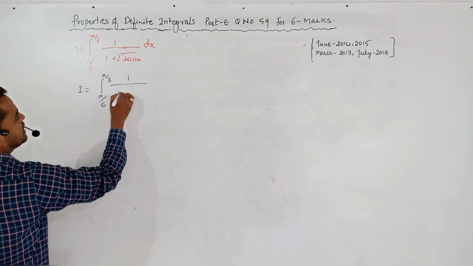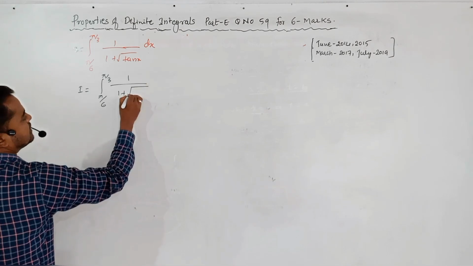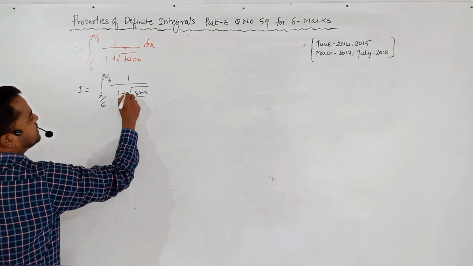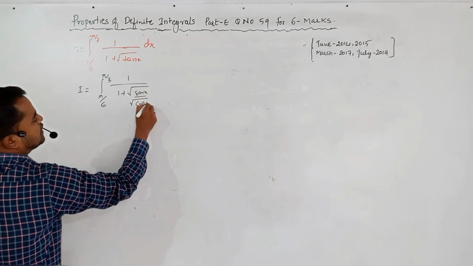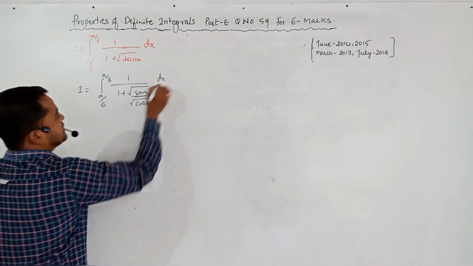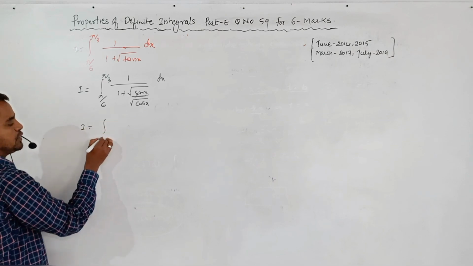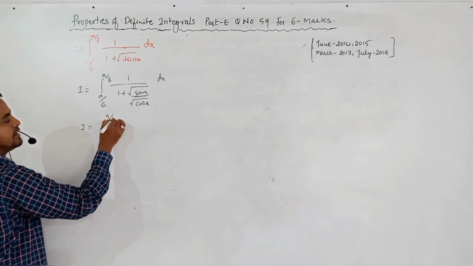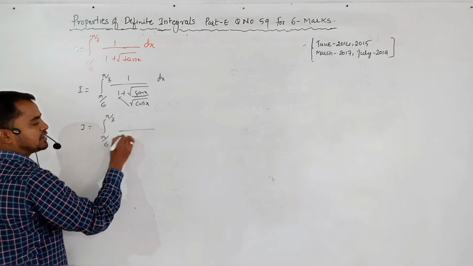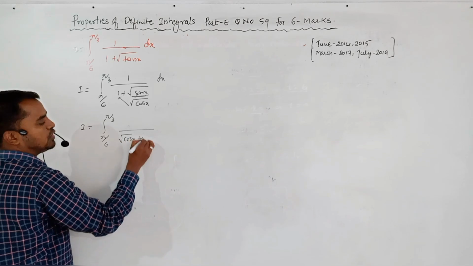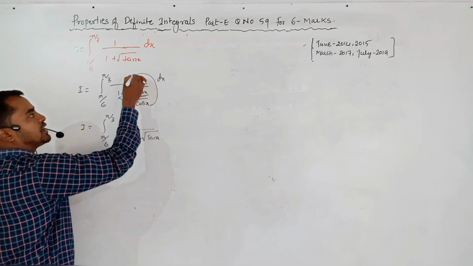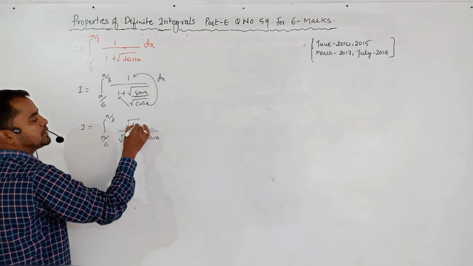1 divided by 1 plus root tan x can be written as root sin x by root cos x, dx. Root sin by root cos is nothing but root tan. Then I is equal to integration from 5 by 6 to 5 by 3. Now take LCM root cos x. Root cos x into 1 is root cos x, root cos x plus root sin x. Now this is LCM. Numerator: 1 into root cos x is root cos x.